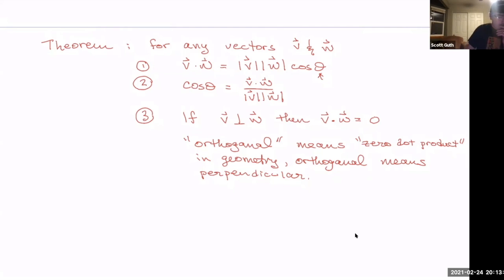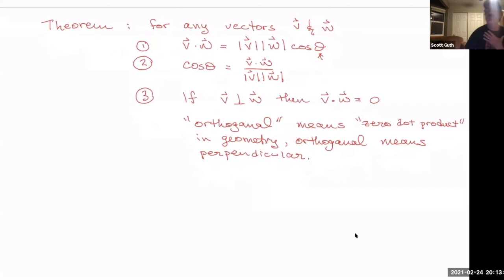All right, let's do an example. How are we doing for time? 8:13. So let's see what we can squeeze in before it's time to go.